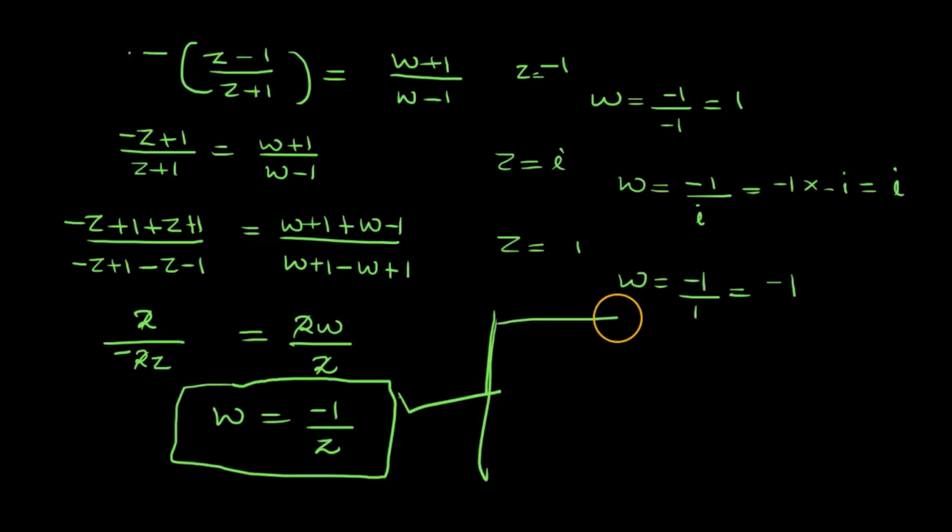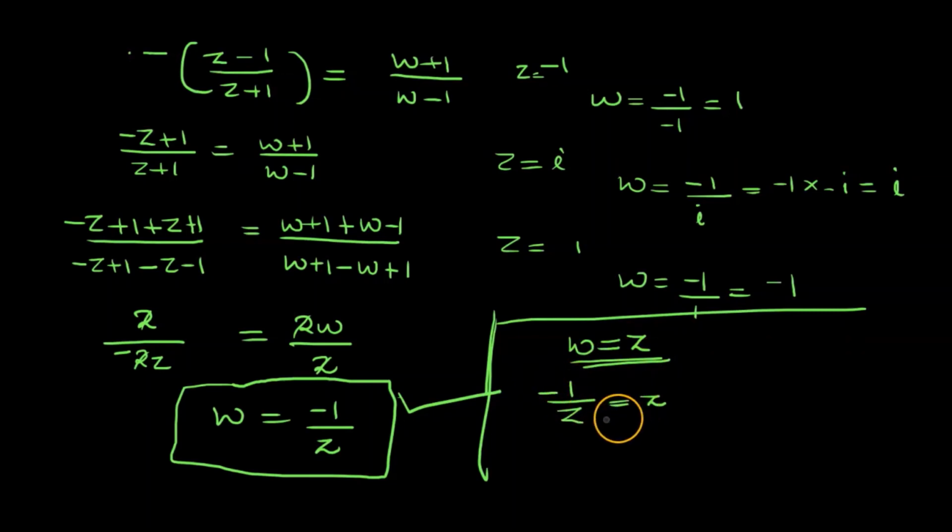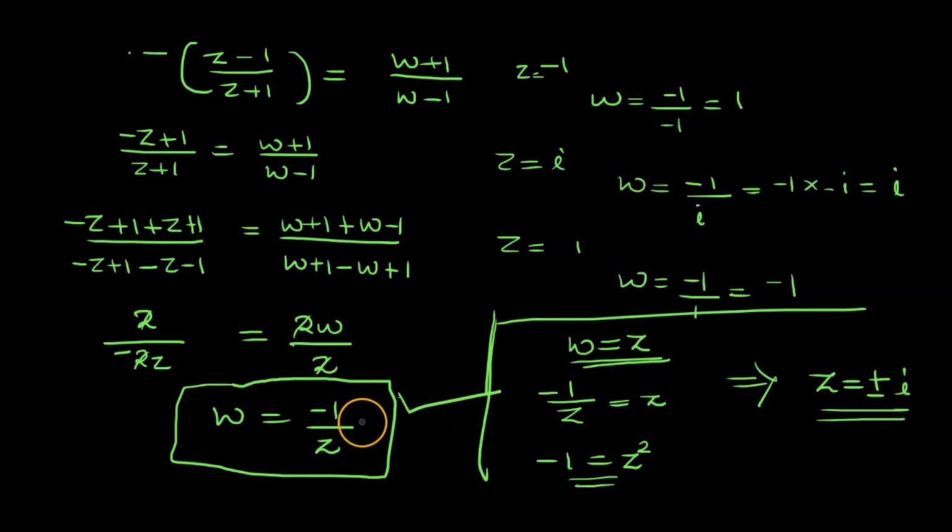Now, the invariant points. Invariant points are the points which satisfy w equal to z. That is, minus 1 by z is equal to z. It is minus 1 is equal to z square. z square equal to minus 1 implies z is equal to plus or minus i. So, the imaginary numbers plus or minus i are the invariant points of this transformation.